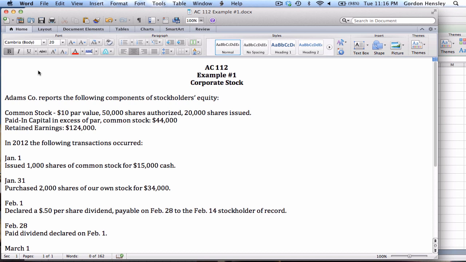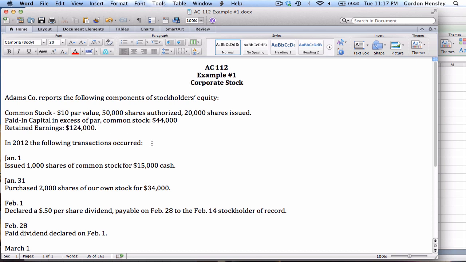Now, the name of the company in this particular example is the Adams Company, and they have reported the following components of stockholders' equity. They have a class of common stock. It has a $10 par value. They have 50,000 shares authorized, but only 20,000 shares actually issued. They also have some paid-in capital in excess of par on the common stock, and that adds up to 44,000. And then they also have 124,000 in retained earnings.